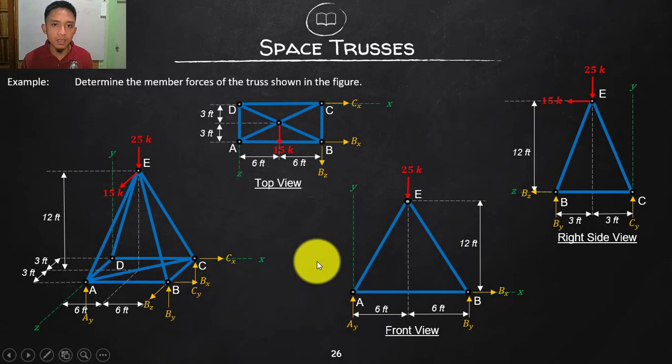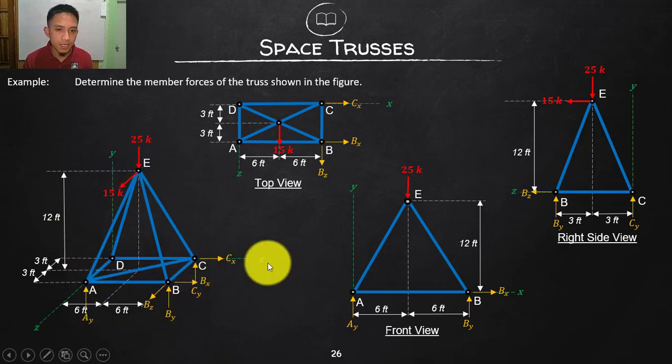Now we can have an example. Actually, this is the example here. This is the 3D figure. As you can see, there are the x, y, and z axes. We have this space truss. We call this one a space truss, because of course this is 3D.